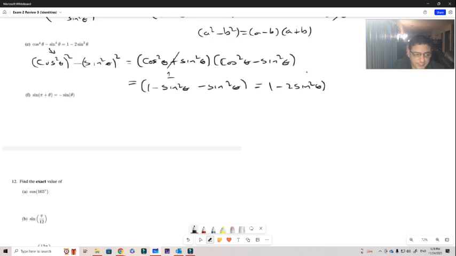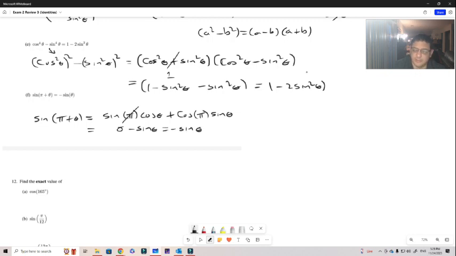Now, F is an application of the double angle identities. So if you remember the formula, or you can use the formula, essentially the sine of pi plus theta is the sine of pi times the cosine of theta plus the cosine of pi times the sine of theta. Now sine of pi is 0, so this goes away. Cosine of pi is -1, so this becomes minus sine of theta, and that's where I reach the other side of the identity.